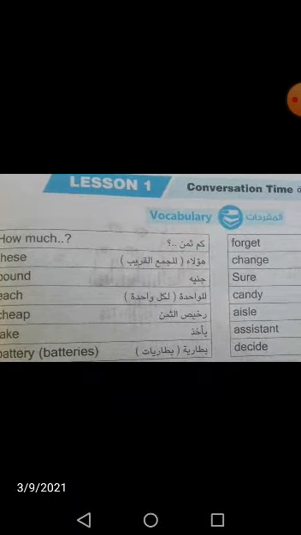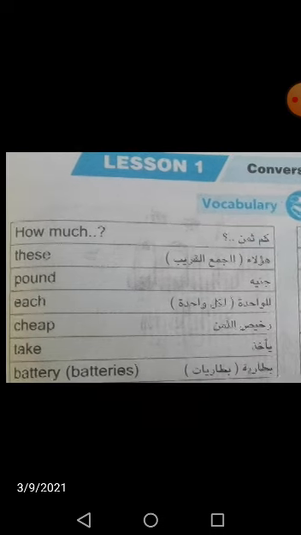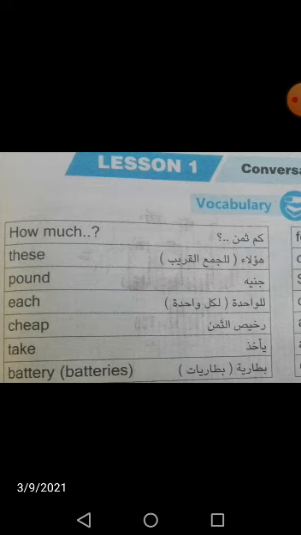Let's start. Let's read the vocabulary first. How much? What does it mean, how much? If I want to buy something, I have to ask how much is this, for example. What about these? I have this and that. These and those. This for near, that for far, but singular. This is, that is. These are, those are. Pound, each. Cheap. The opposite of cheap is expensive.